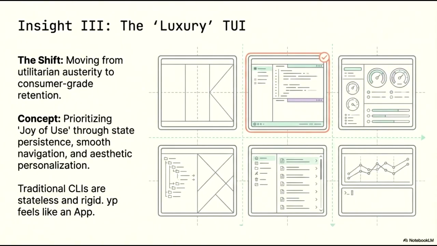Insight 3 introduces the concept of the luxury TUI, representing a fundamental shift in our design philosophy. We are moving away from the utilitarian austerity typically associated with terminal tools and toward a focus on consumer-grade retention. Our core concept prioritizes joy of use by implementing state persistence, smooth navigation, and aesthetic personalization. While traditional CLIs are often stateless and rigid, YIP is specifically designed to feel like a high-end application, bridging the gap between functional power and a refined user experience.